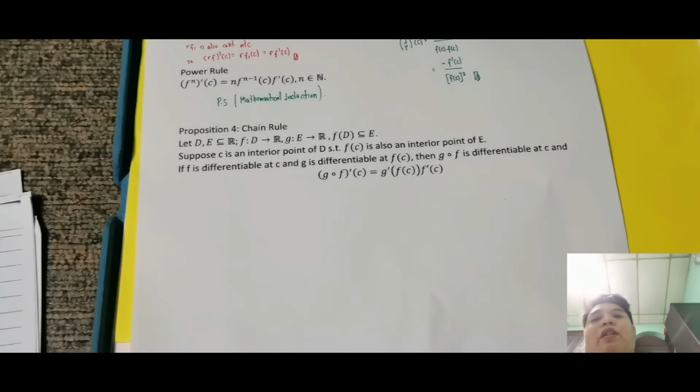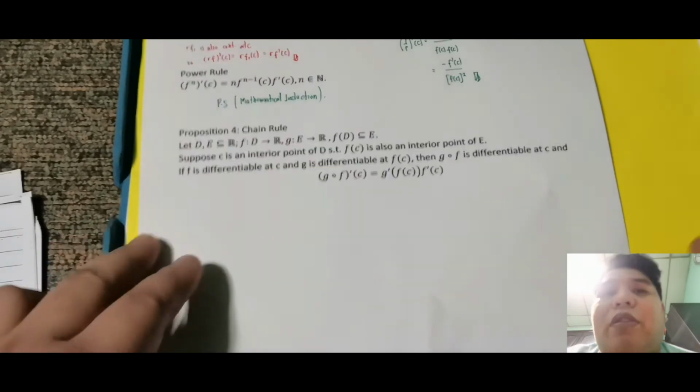So suppose c is an interior point of D such that f of c is also an interior point of E. Okay, if f is differentiable at c and g is differentiable at f of c, then g circle f is differentiable at c and g circle f prime of c is equal to g prime of f of c times f prime of c.